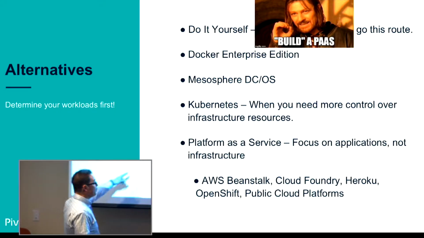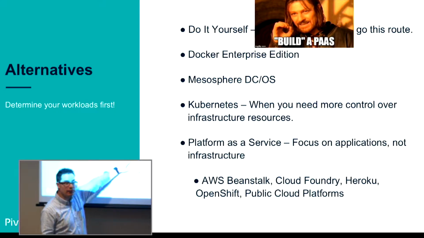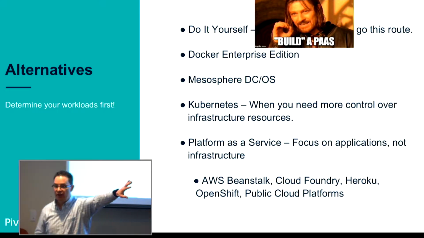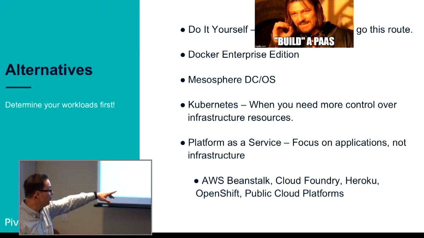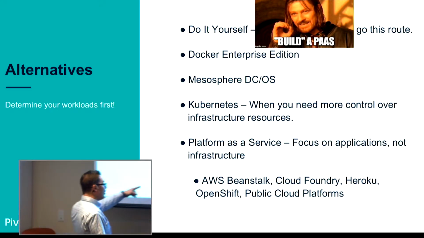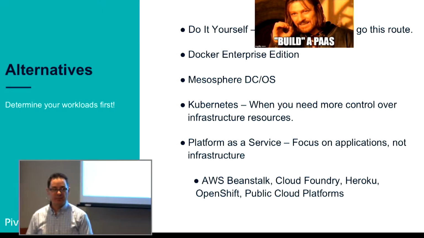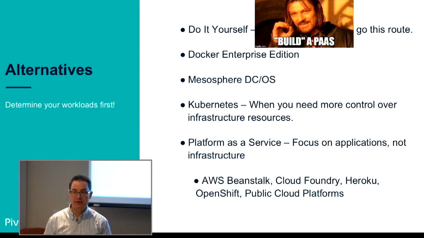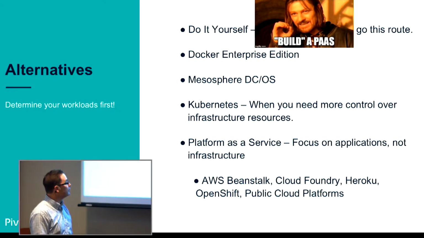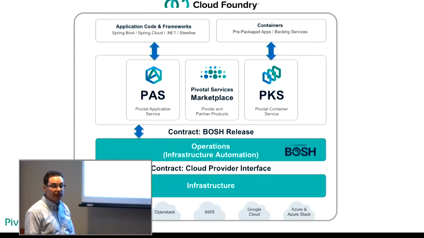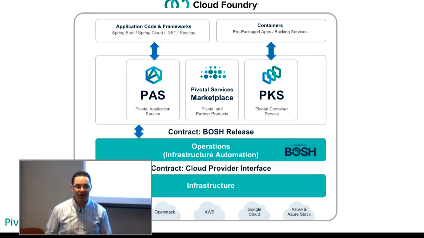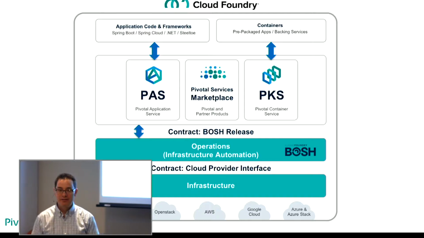Platform as a service. Now, this is when you start looking at your workloads and say, hey, I want to deploy applications and not containers. Then I'm going to look at something like Heroku or Cloud Foundry or Beanstalk or OpenShift or even capabilities built in some of the other public clouds, right? So again, it goes back to your workloads. What are you trying to deploy? And of course, Pivotal has a solution to this problem as well.